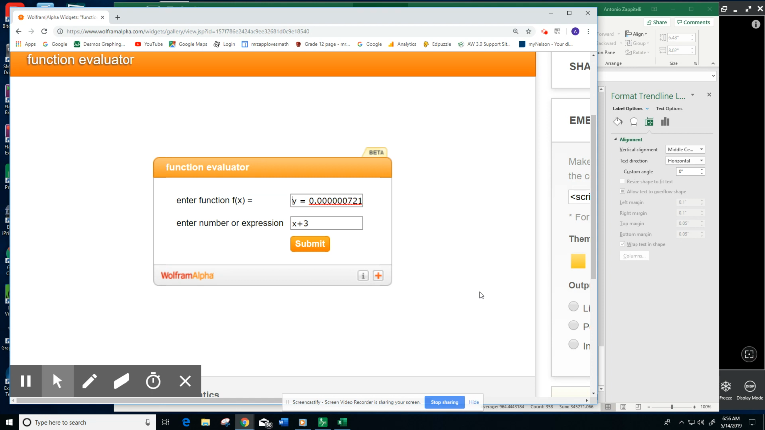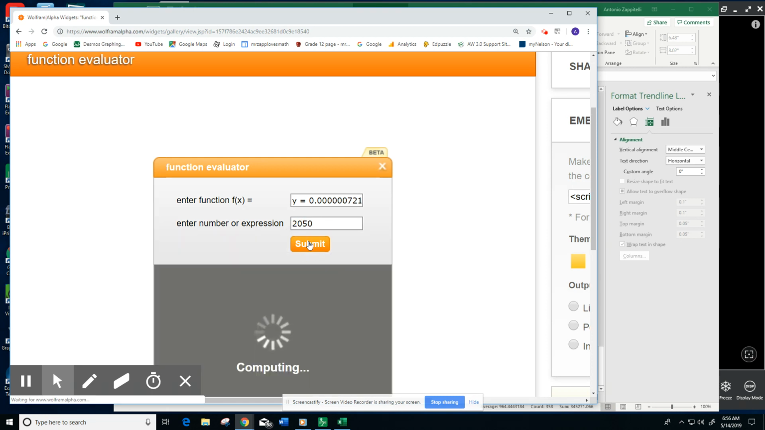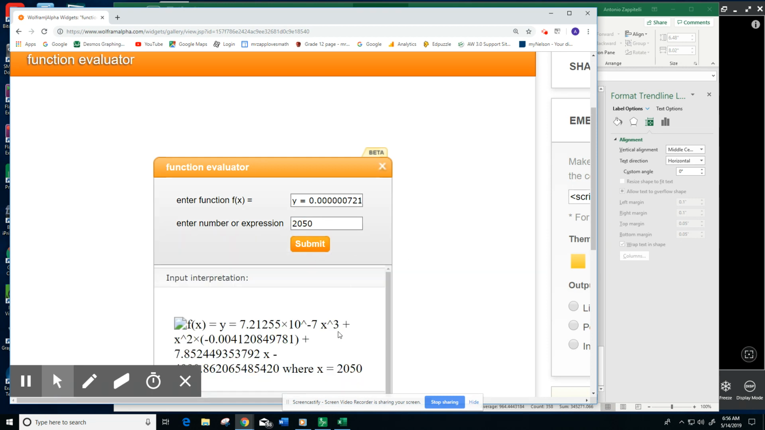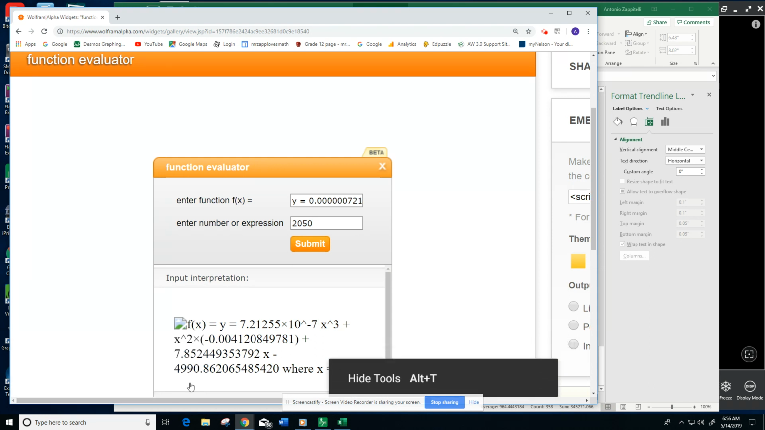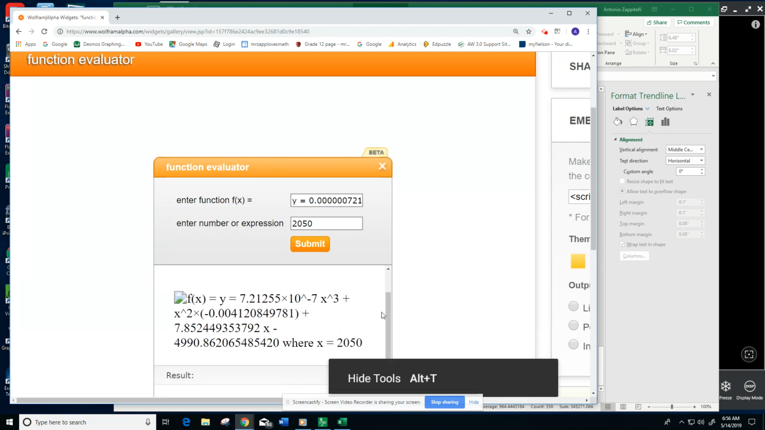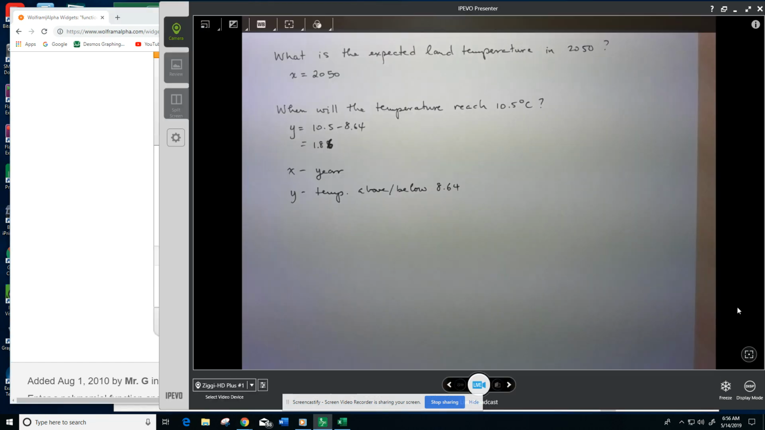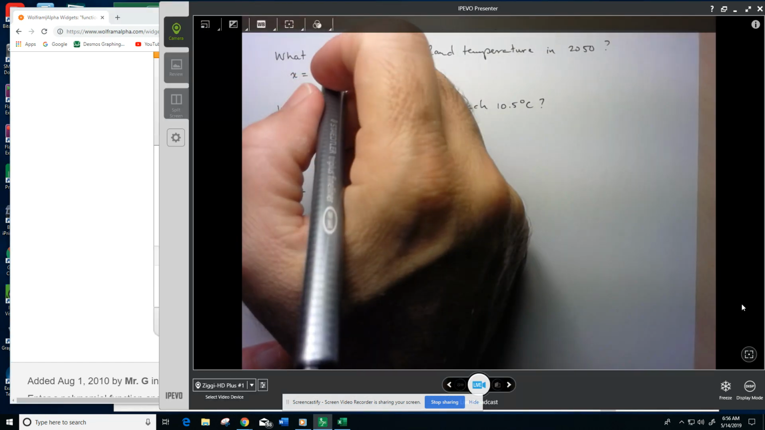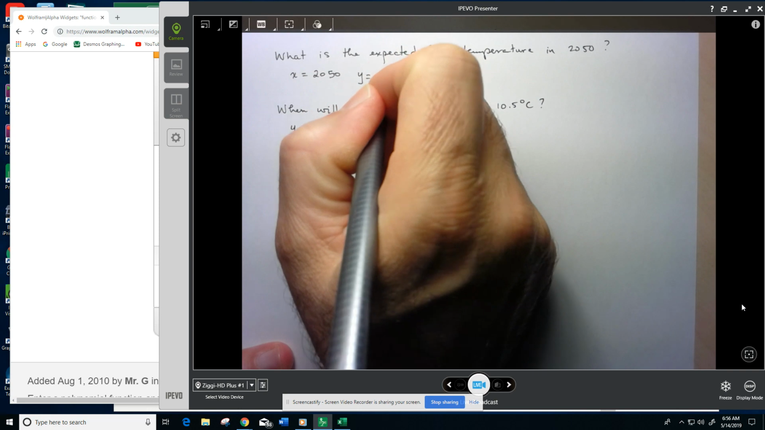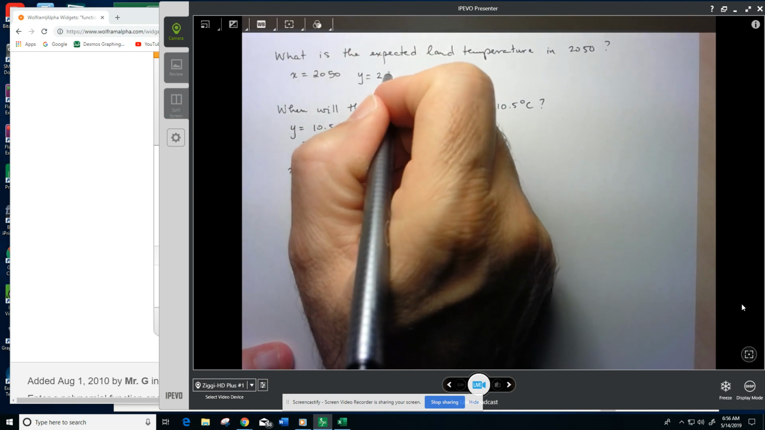So there's our function, and we want to evaluate this at x equals 2050. This is much quicker and much less chance of having an error than if I were to put this in my calculator. And here if you go to the bottom you see 2.49. So let's go back here, and what we have is that when x is 2050, y is equal to 2.49.